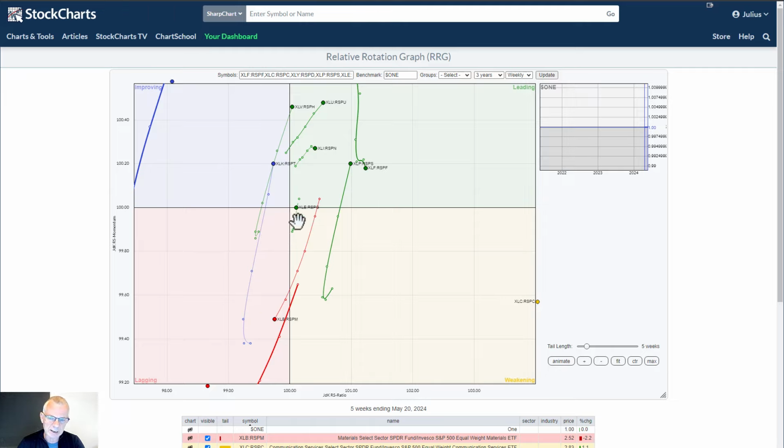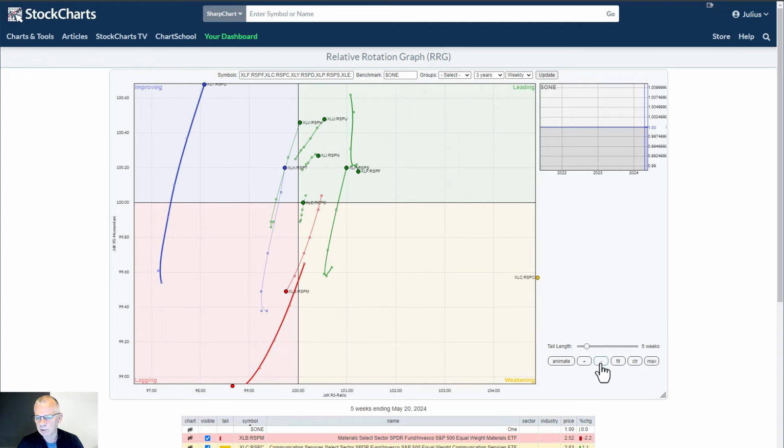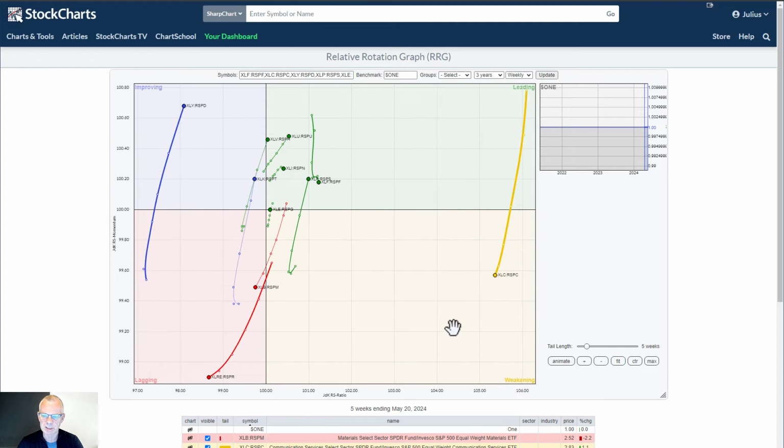And then here you see XLE, energy sector, in a zigzag move, very close to 1, which means that there's not a clear preference for either of those. And then here you can see the material sector, so that's XLB versus RSPM, and that is XLB underperforming, so losing out against the second or third tier of those stocks. Looking at RRGs like this, bringing in different ratios, different relationships, can give you a different angle of perspective on what's going on.